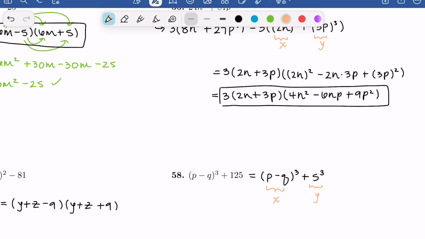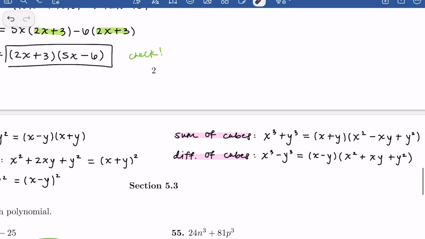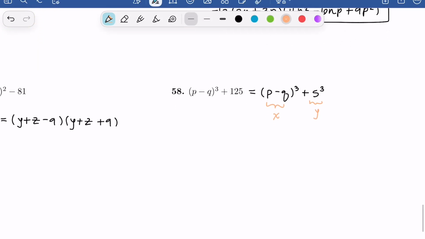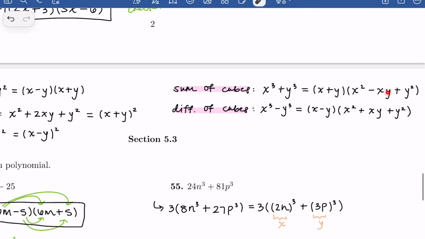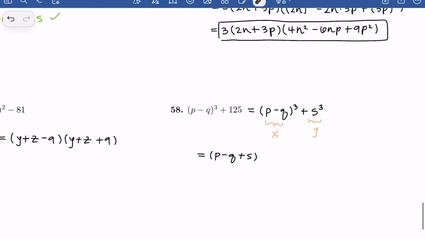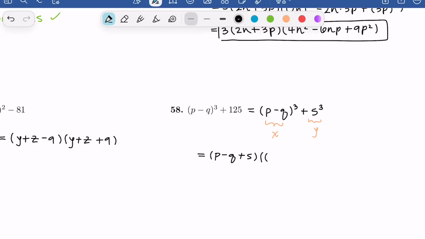So again, what we're going to do is plug in our corresponding x's and y's into this formula here. We're going to start with our x value, which was p minus q, plus our y value, which was 5. So we're going to have p minus q plus 5. Then the next thing that we're going to have is, again, our x term squared minus our x times y plus our y term squared. So let's plug in these values. We're going to have our x term squared minus x times y, and our y was 5, plus our y value squared.